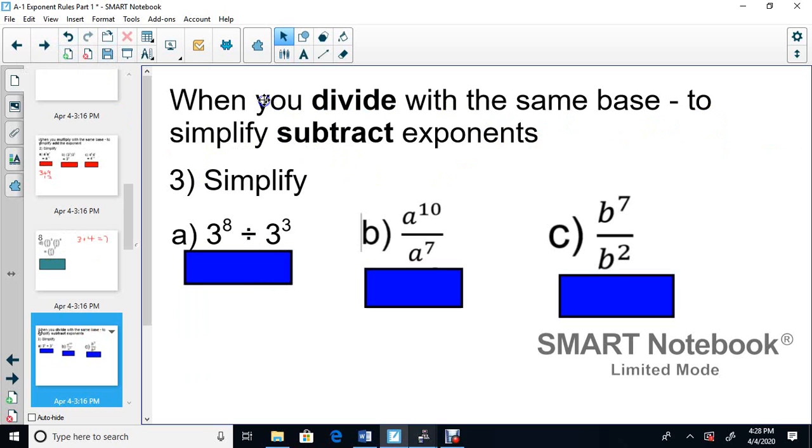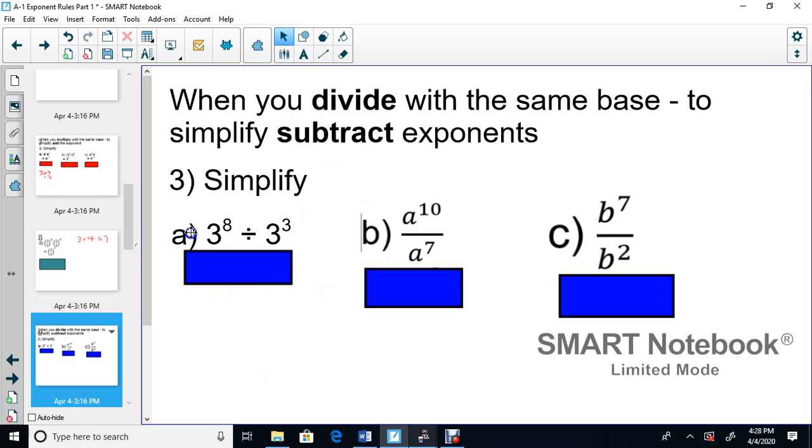Okay, when you divide, here's another rule. When you divide with the same base, to simplify, subtract exponents. And again, this is meant to just follow the worksheet. If I'm going too fast, you hit the pause button to copy, or if you're copying this out on a piece of paper, you hit the pause button. Otherwise, if you have the worksheet, you can just fill in the answers. If you can print the worksheet, it works a lot better.